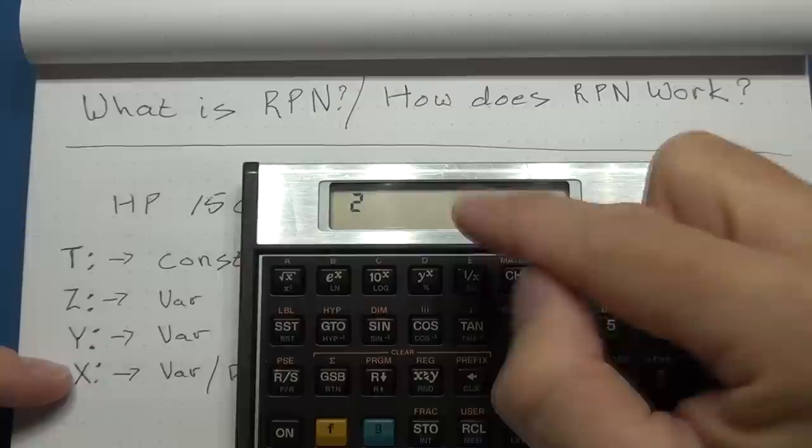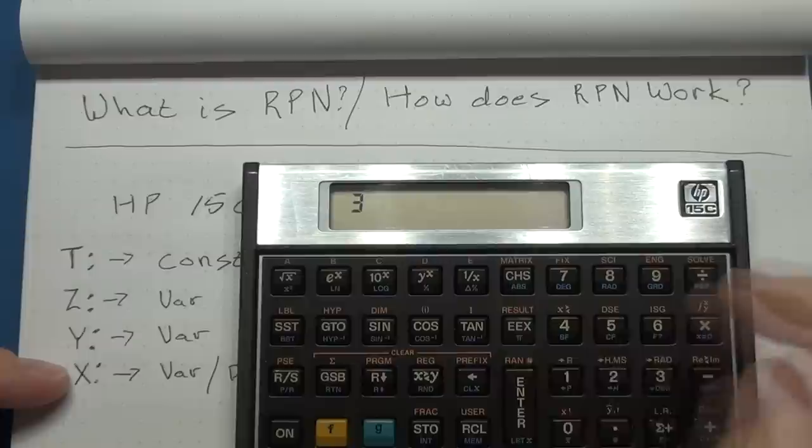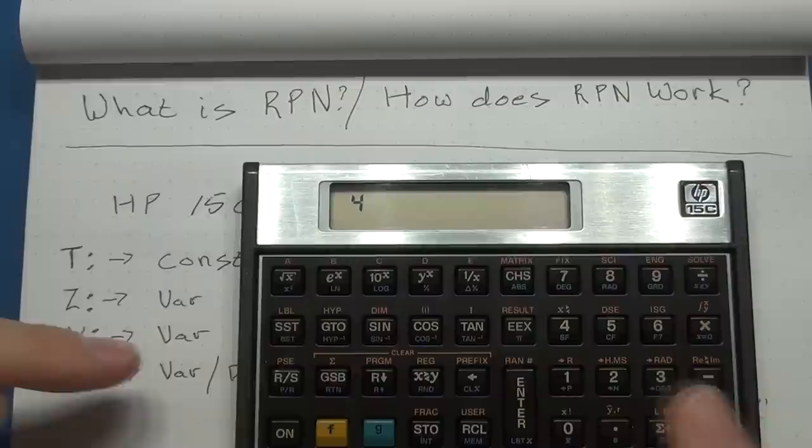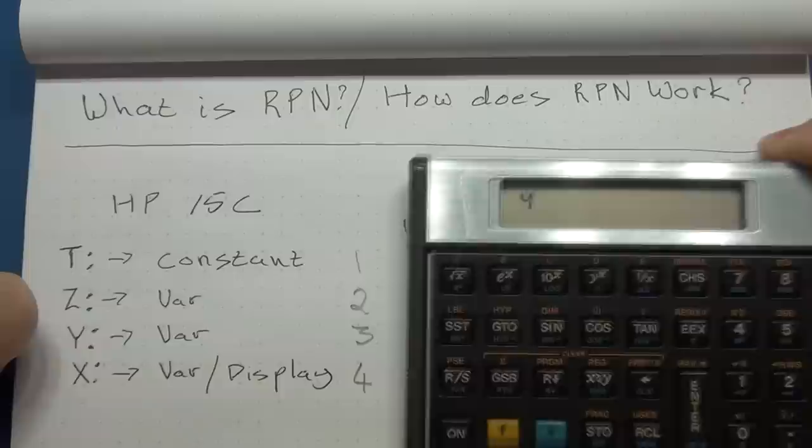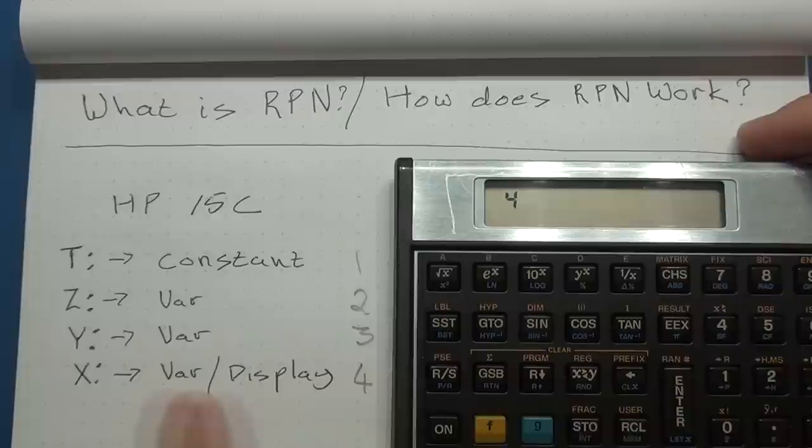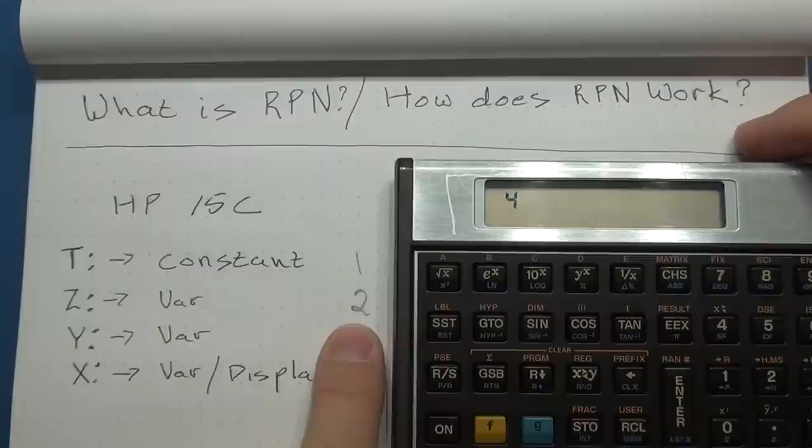I go three, enter. Now I'm going to push four, but I'm not going to push enter because I just want to show you that it's an automatic stack. So now if I push the roll down button, what we've got here is four on the display line, which is your X stack. We've got the Y, which should have three in it. We've got Z, which has two, and we've got T, which should be sitting with the number one.